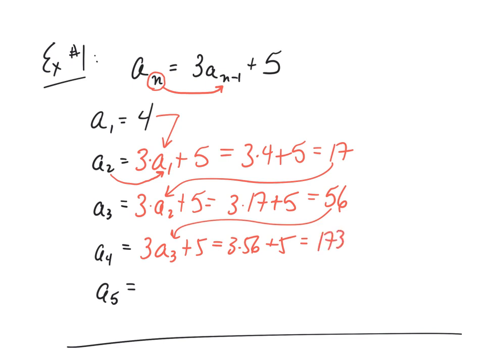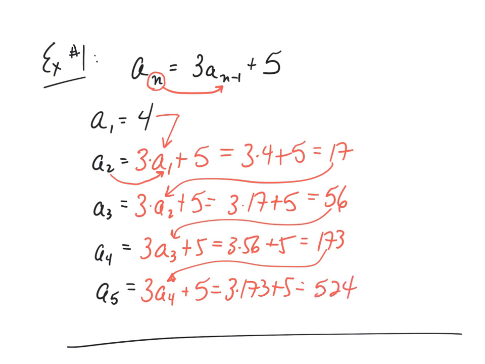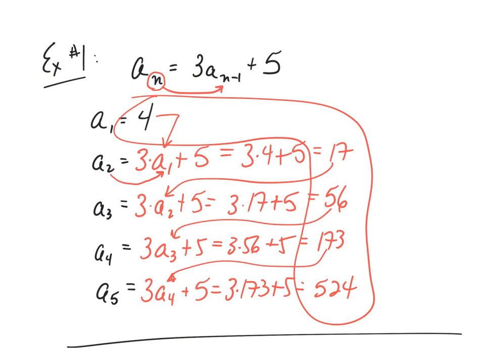And what would the fifth term be? Well, the fifth term then would be 3 times a sub 4 plus 5. But we know what the fourth term is because we just figured it out. So that's going to be 3 times 173 plus 5. And I better not try that one in my head. I'll get in trouble. 3 times 173 plus 5 is 524. And so if I were to ask you to find the first 5 terms in this recursive sequence, they would then be 4, 17, 56, 173, and 524.